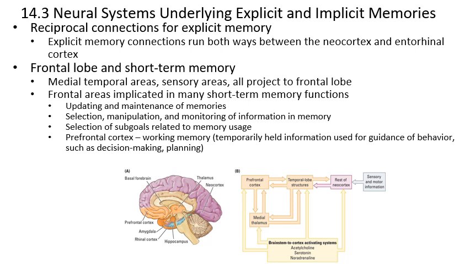There are reciprocal connections for explicit memory between the neocortex and the entorhinal cortex. The frontal lobe is highly associated with short-term memory. In addition to the mediotemporal areas, sensory areas also project to the frontal lobe. As you know, the frontal lobe has more of a controlling or executive function. So frontal areas are associated with updating and maintaining memories, selecting, manipulating, and monitoring the information from memory, and selection of sub-goals that are related to memory usage, so how to use memory to implement goals. The prefrontal cortex is associated with working memory, which is temporarily held information that's used to guide behavior such as decision making and planning. Working memory typically is information that's just being used very briefly.